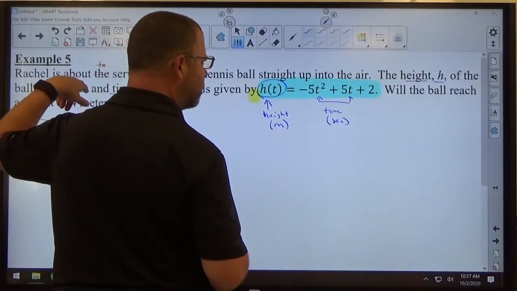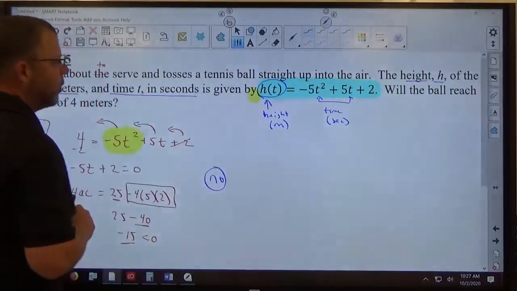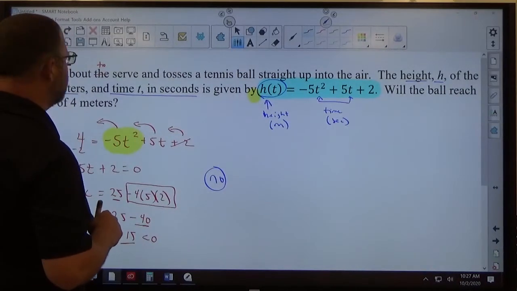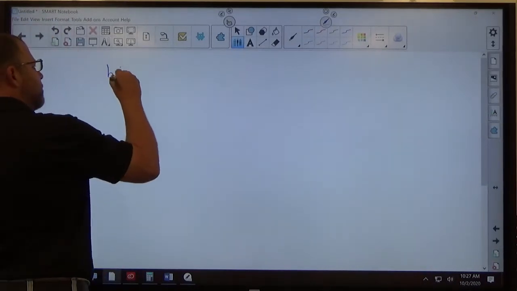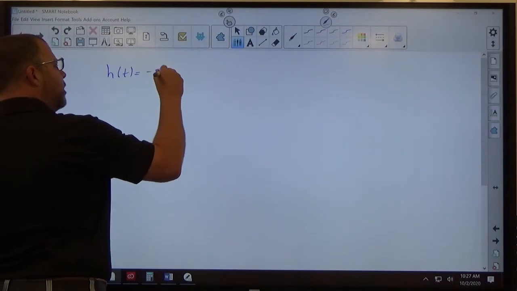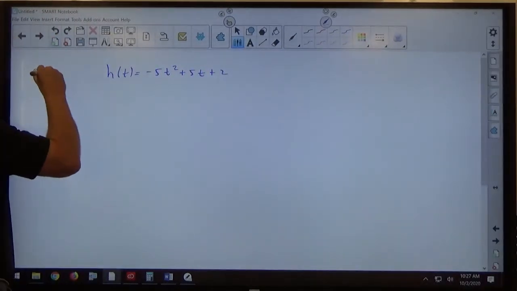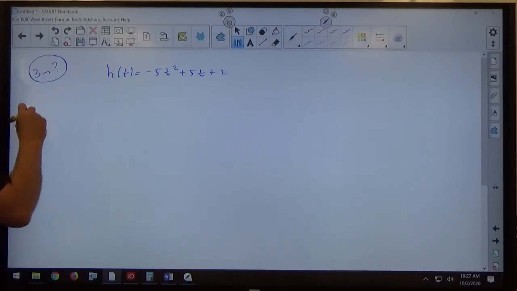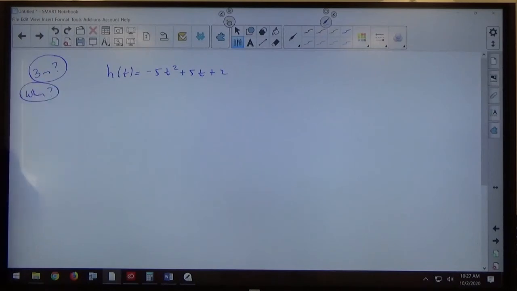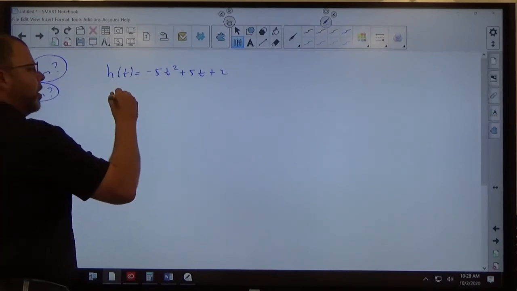Or let's go 3 meters. I'm going to say 3 meters is possible, okay. So h of t equals negative 5t squared plus 5t plus 2. And we want to know is 3 meters possible, okay? And if it is, when will it happen?